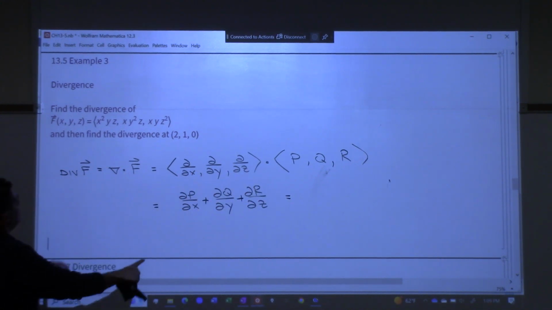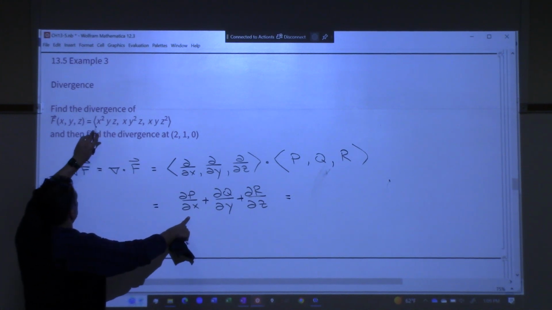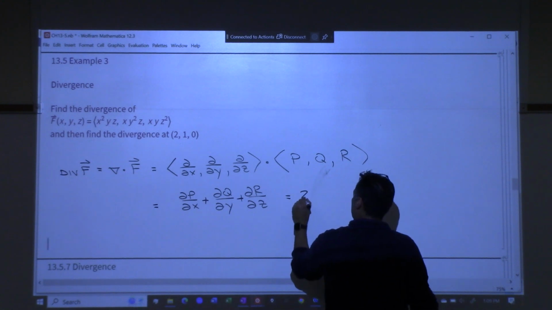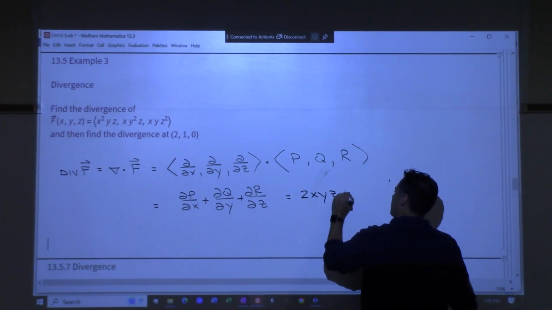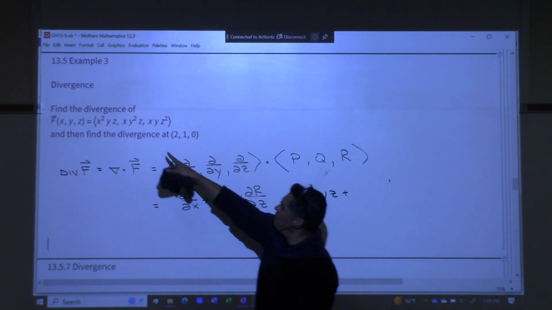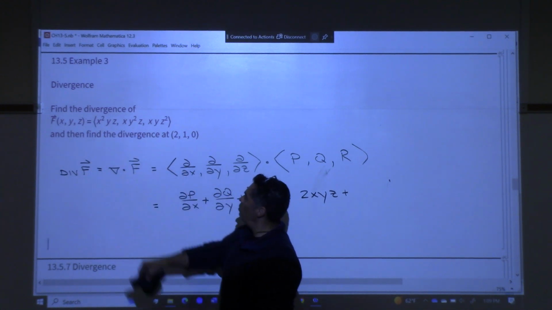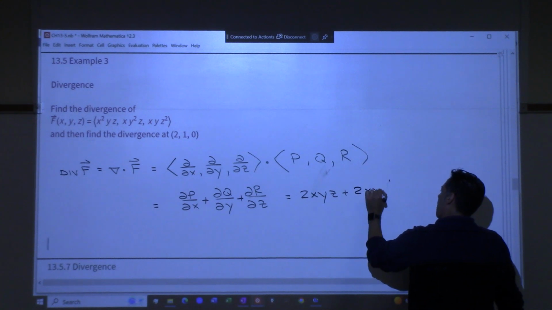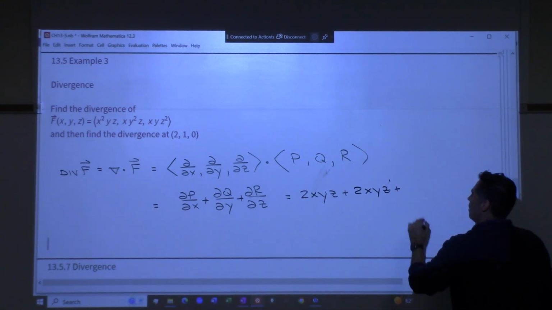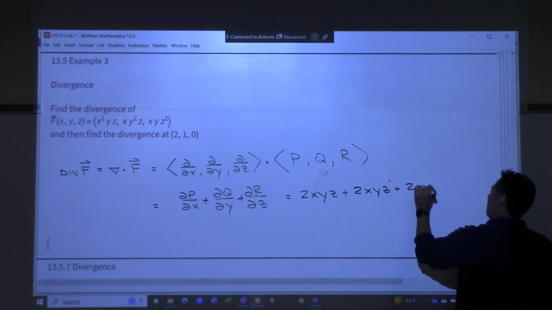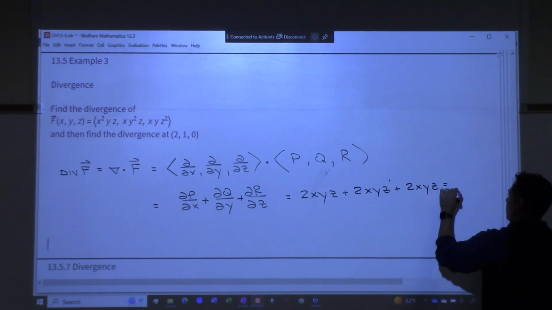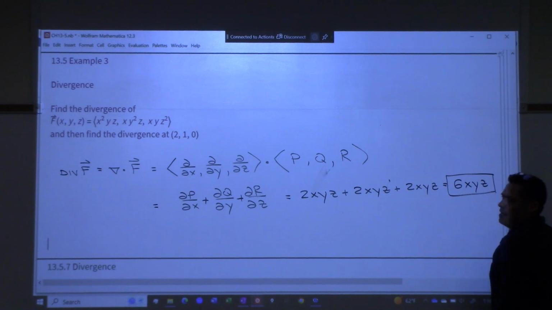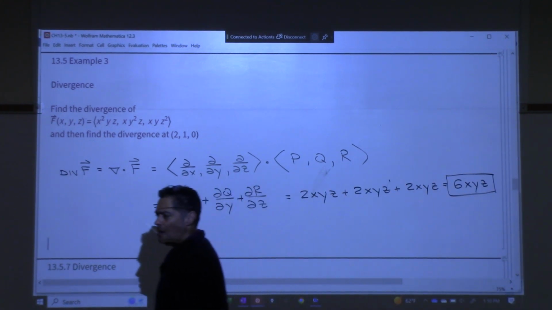All right, partial of P with respect to x. So here's P, what's the derivative of that with respect to x? 2xyz, right? 2xyz plus partial of the Q with respect to y would be the same thing, 2xyz. And finally, the last one is 2xyz again. And add all those up and you get 6xyz. There you go. That's the div. That's the divergence of that field.